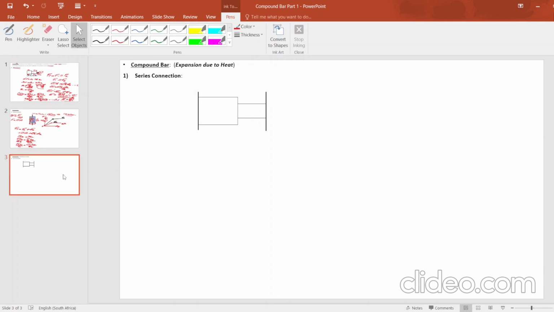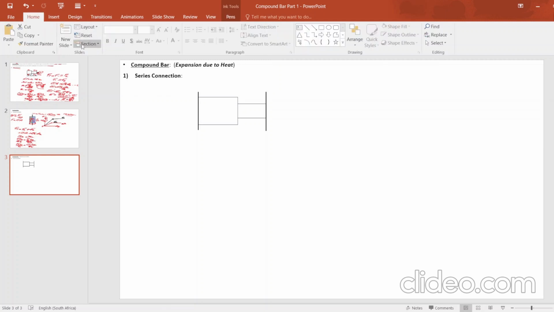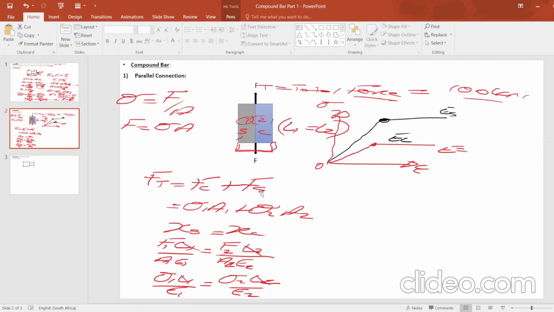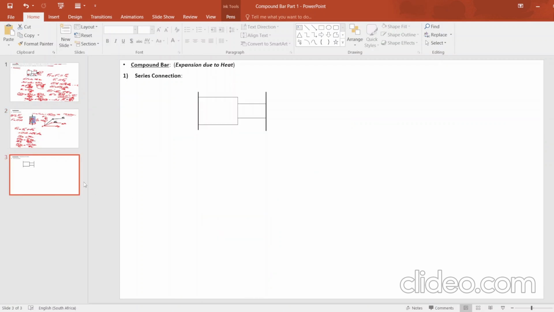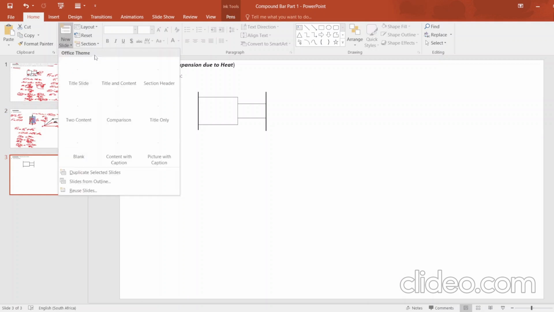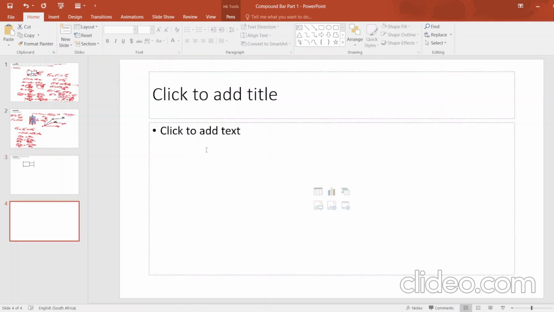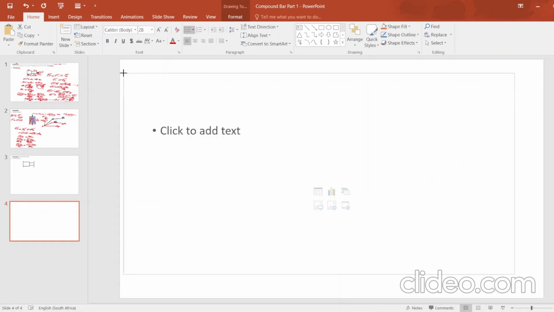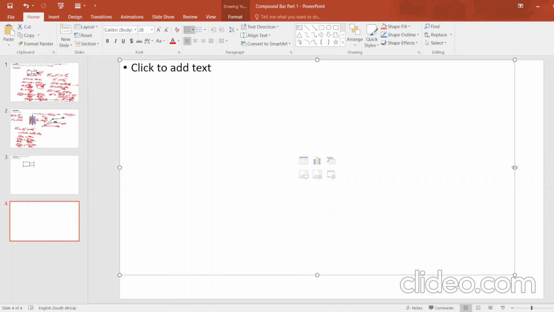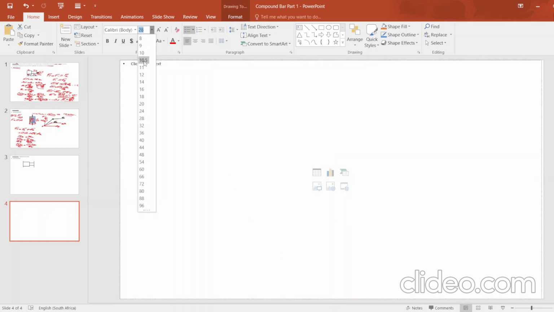Now, before we can even apply the third part, let's look at the different types of parallel connections. Now, it doesn't matter what type of parallel connection you are given. You will address it based on the formulas that we touched on in the first slide.